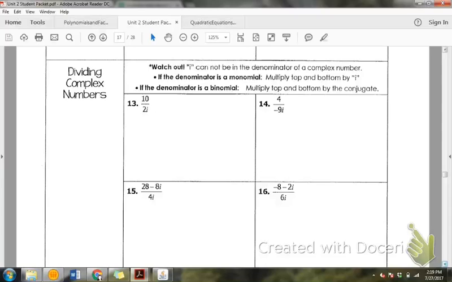Dividing complex numbers is just a little bit different. We talked about the conjugate already. So the conjugate is what we're going to use, because we are never allowed to divide by a radical.